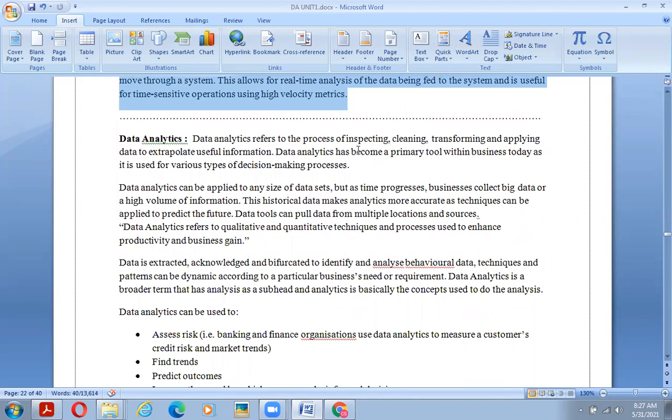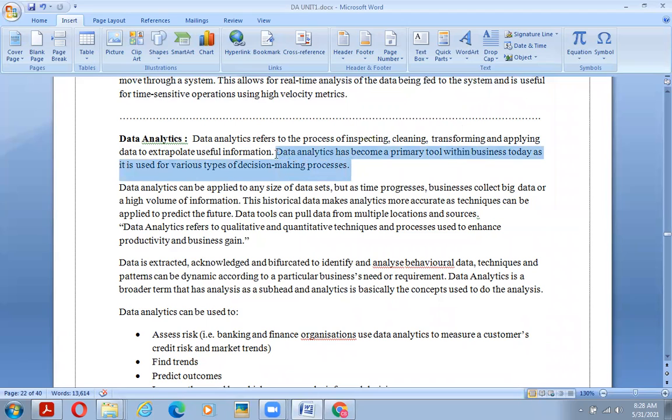Data analytics refers to the process of inspecting, cleaning, transforming, and applying data to extrapolate useful information. First of all, we need to inspect, and clean, and transform, and apply data to extrapolate useful information. Data analytics has become a primary tool within a business today as it is used for various types of decision-making processes.